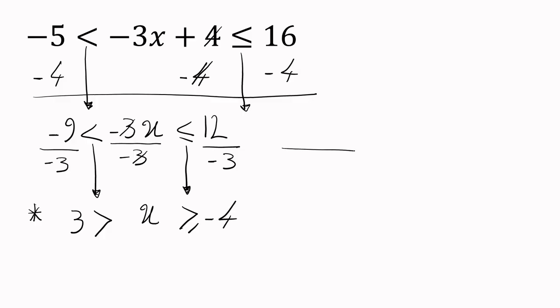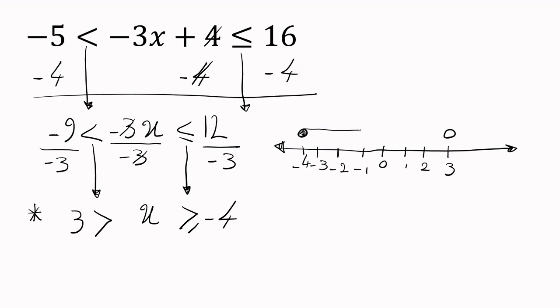I can draw this answer on a number line, but I think it is not needed. But let's do it anyway. 0, minus 1, minus 2, minus 3, minus 4. And here 1, 2, 3. As you can see, x is less than 3 and 3 is not included, and it is greater than or equal to negative 4. So negative 4 would be a filled circle. So it's going to be something like this.